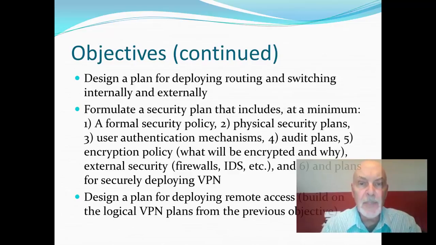Next, you're going to design a plan for deploying routing and switching both internally and externally. Next, you're going to formulate a security plan that includes at a minimum a formal security policy, physical security plans, user authentication mechanisms, audit plans, an encryption policy, external security, and plans for securely deploying a VPN. Next, you're going to design a plan for deploying remote access based on the logical VPN plans that you just did in the previous objective.